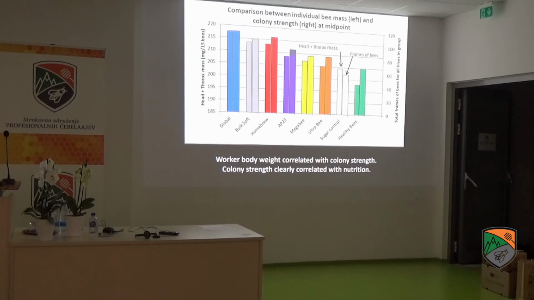So here is, on the left column, the total frames of bees in the group for all 18 hives. The right column is your head and thorax mass. Okay, so that includes the hypopharyngeal glands and the flight muscles. Okay, look how closely they correlate. So what this tells you is that the difference was due to the colonies getting greater nutrition, and you got heavier bees, more body mass with the better nutrition, and that also then meant you had more frames of bees. So total number of bees in a hive correlated to how well fed they were and how large they were.